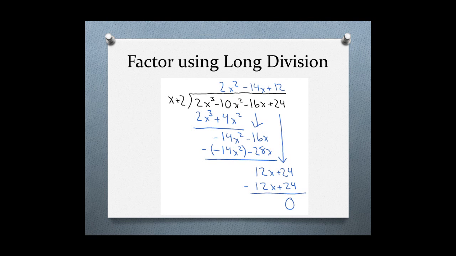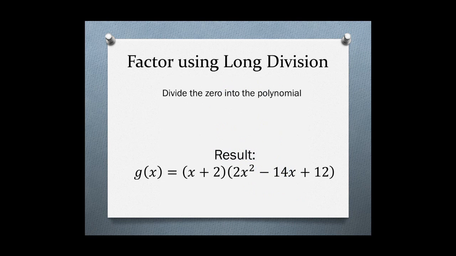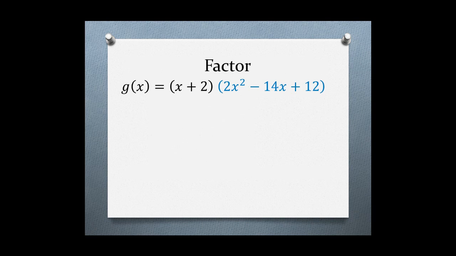So we divide it through, and we find that 2x squared minus 14x plus 12 is what we have left. So from that, we find that g of x is equal to x plus 2 times 2x squared minus 14x plus 12. So from here, we can do simple factoring of the 2x squared minus 14x plus 12.